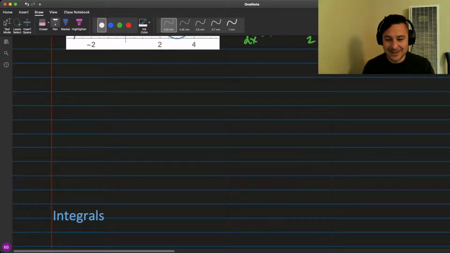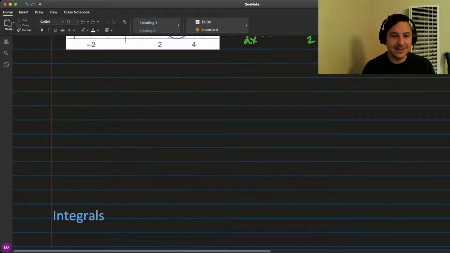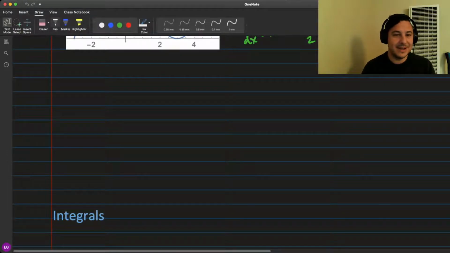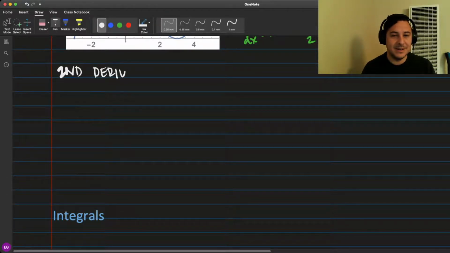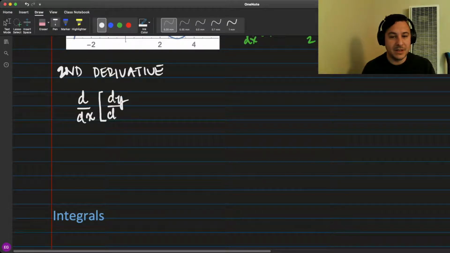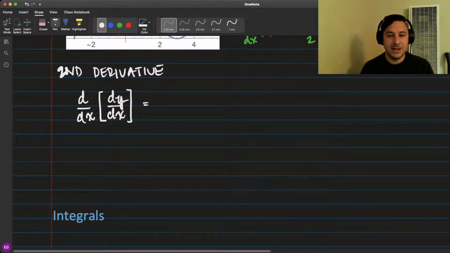So let's talk about the second derivative. Okay, my computer's glitching. There we go. So let's just talk notation for a second. The second derivative is the derivative of the first derivative, which we could just write as d squared y over dx squared.